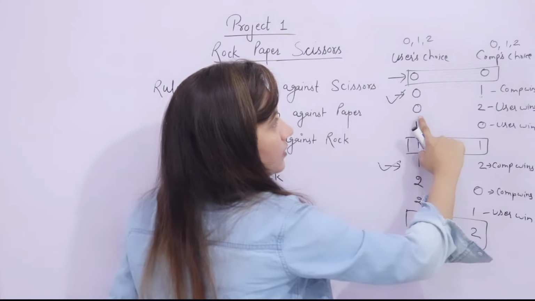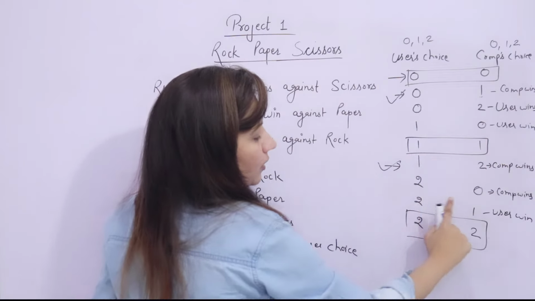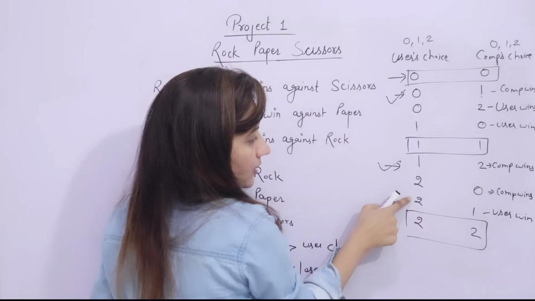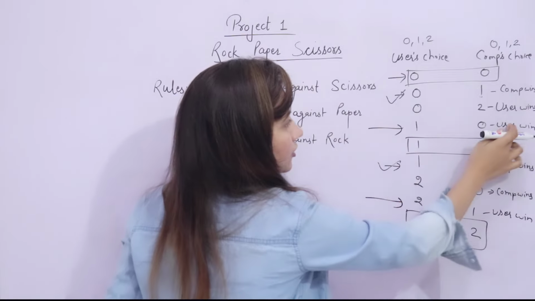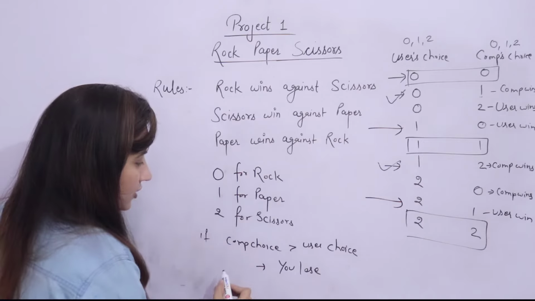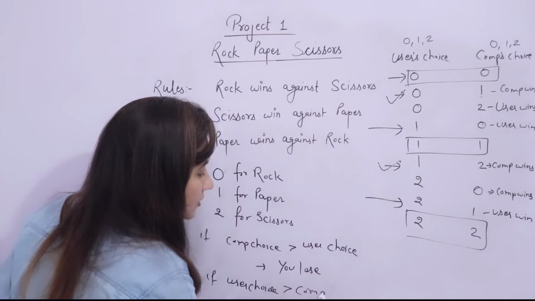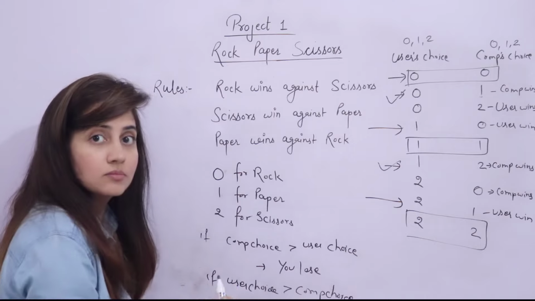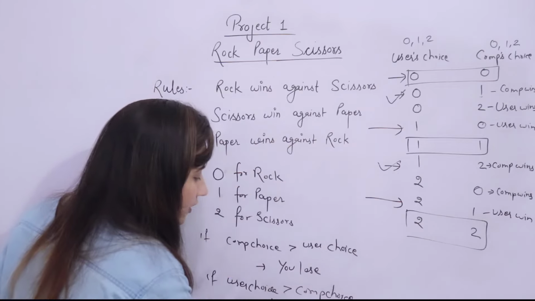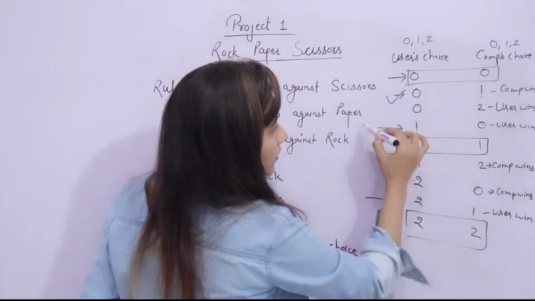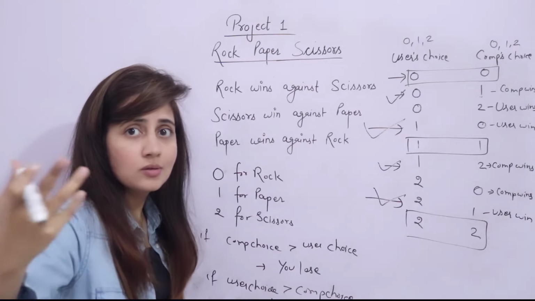But now see, user choice is 1, computer choice is 0. User choice is 2, computer choice is 1, meaning here the user choice is greater than the computer choice. In both of these cases, the user will win. So the second condition can be: if the user choice is greater than the computer choice, then in these two cases the user will win, meaning you will win. So we can say you win. So this also we have covered, and draw also we have covered. If the computer choice is equal to the user choice, it's a draw, right?